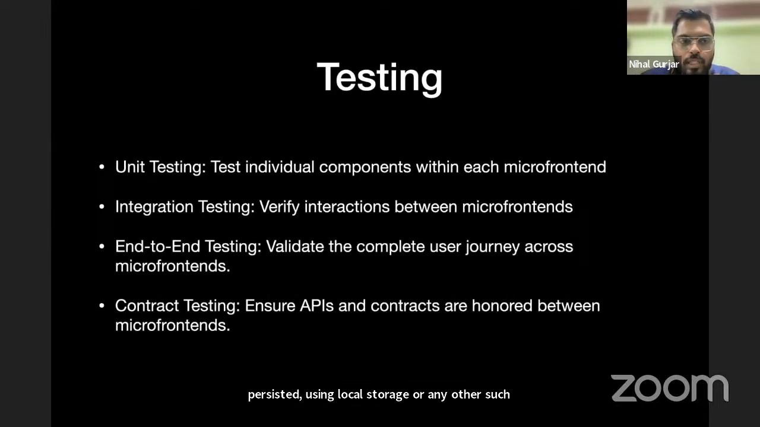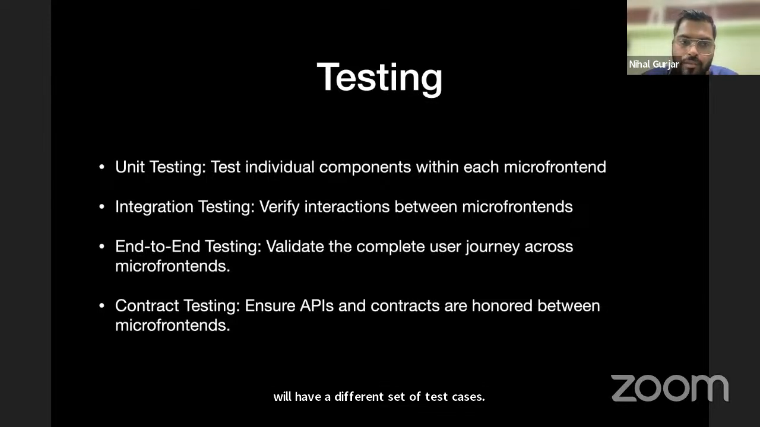Now coming to testing. How do we test all of these components? If you talk about unit testing, you have to test all of these individual components. App 1 will be tested separately and will have a different set of test cases. Similar for app 2 and app 3.